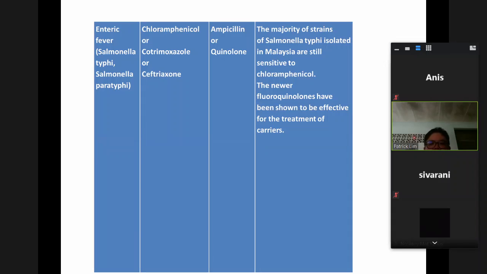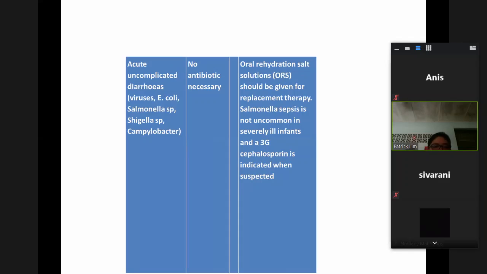The majority of strains of Salmonella typhi isolated in Malaysia are still sensitive to chloramphenicol. So for Salmonella, the drug of choice is chloramphenicol. The newer fluoroquinolones have been shown to be effective for the treatment of carriers. If you have acute uncomplicated diarrhea, such as from virus, E. coli, Salmonella, Shigella, or Campylobacter, no antibiotic is necessary.